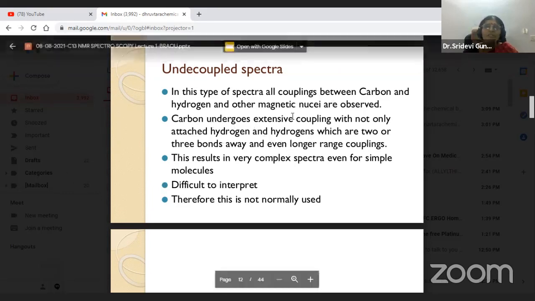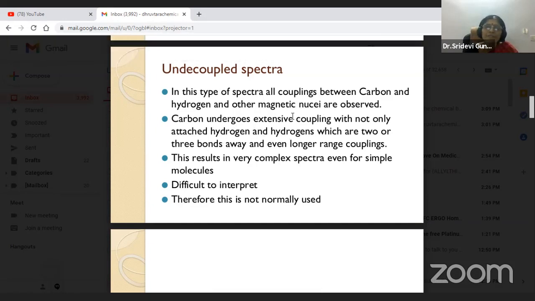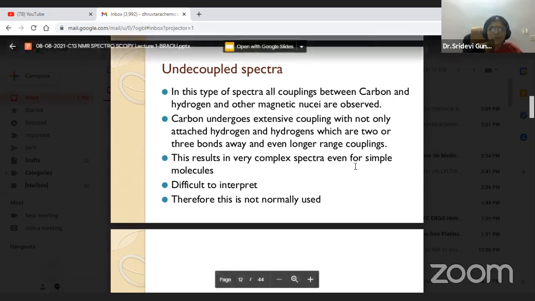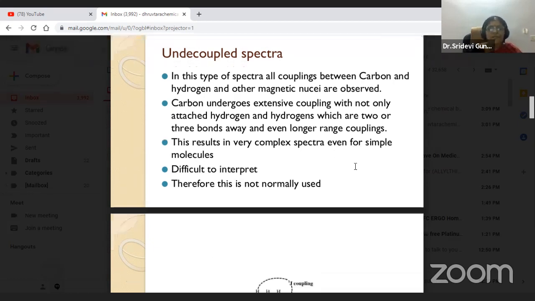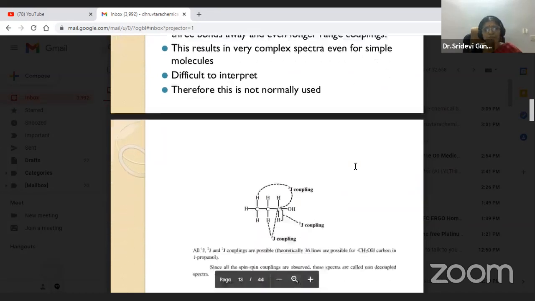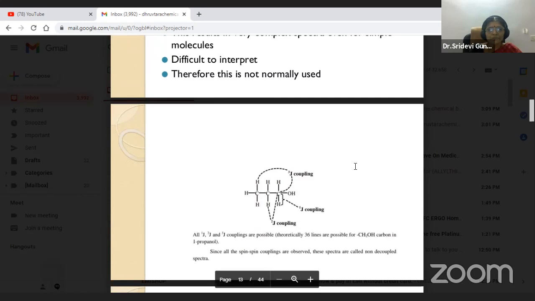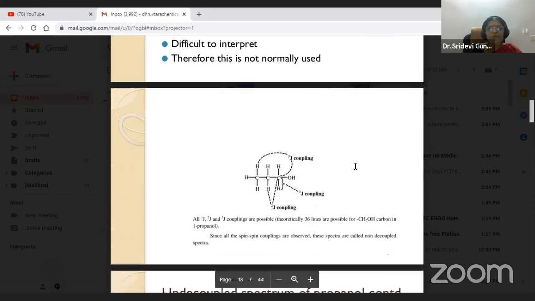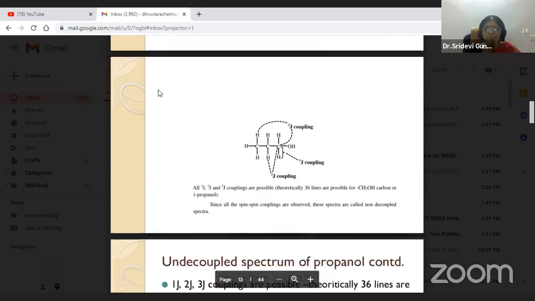Too many couplings means too many signals, too many splitting patterns. Therefore, it results in very complex spectra, even for simple molecules, and so it is very difficult to interpret. That is the reason why undecoupled spectra are not normally used. I'm just showing you what types of couplings can be observed.